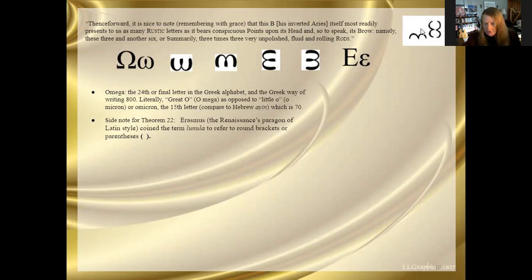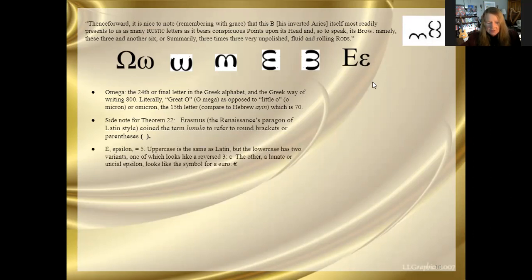These cute little double moon things there also look like parentheses. And just as another side note, Erasmus, who is considered the paragon of style in the Renaissance, calls those lanulas because they look like little crescent moons. So those are moon symbols as well. And there's 2 parentheses.